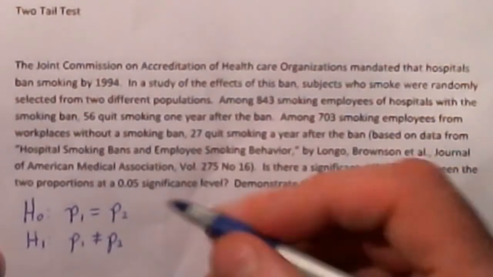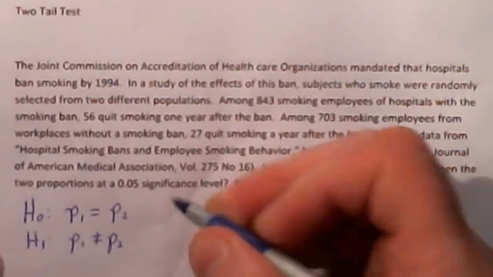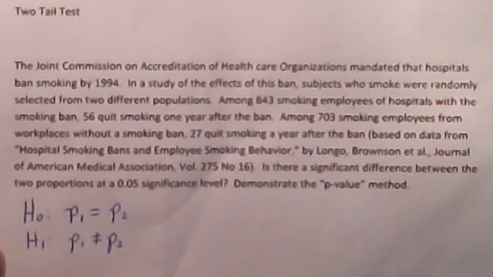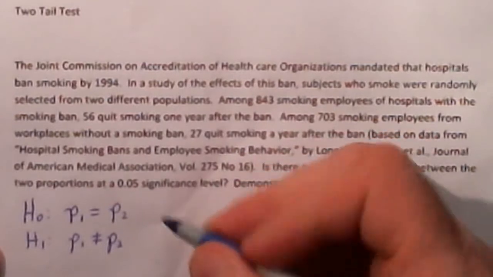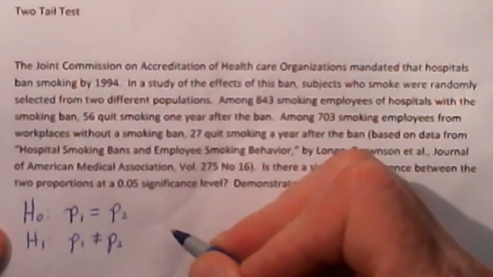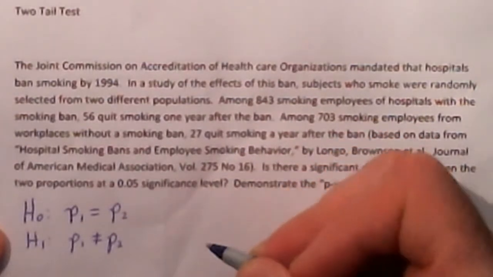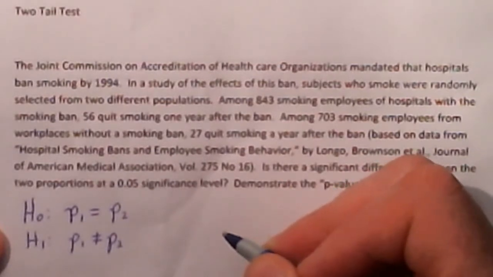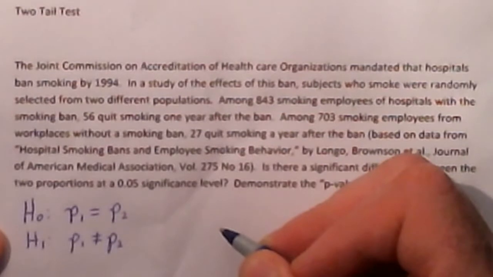For this example here, we're going to test these hypotheses. I'm going to designate population 1 as being employees that worked for a company that did implement a smoking ban. And population 2 will be consisting of employees that did not have a smoking ban in effect.